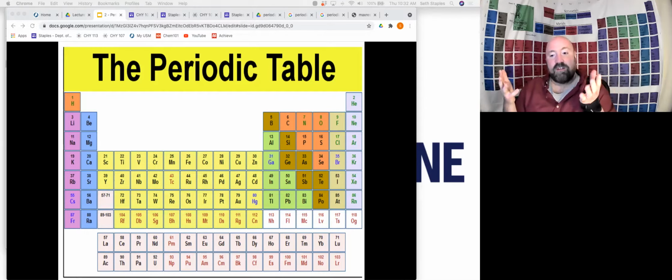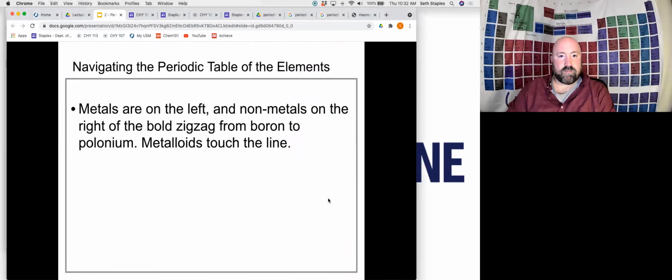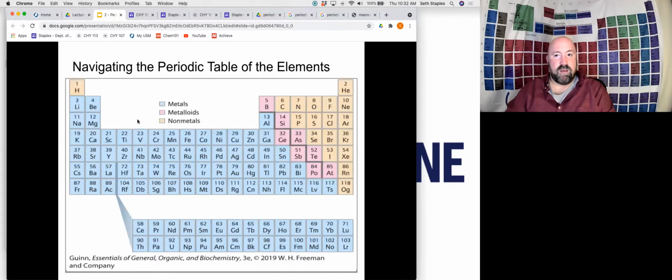And so we really need to know some of the different terminology and, generally speaking, how the periodic table is laid out and some ways that we can use it as a tool throughout the semester. One thing to note is that one of the ways the periodic table is laid out is that metals are on the left-hand side, non-metals are on the right. And we have metalloids kind of in the middle. So let's actually look at an image to illustrate that.